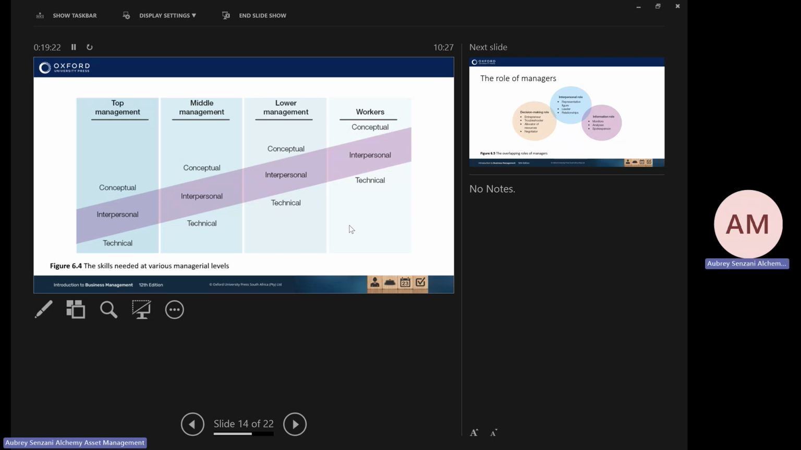The importance of each what? Each task. So what is this thing? Writing off the back of what you just said. What is this thing? What is conceptual, interpersonal, technical? What are those?